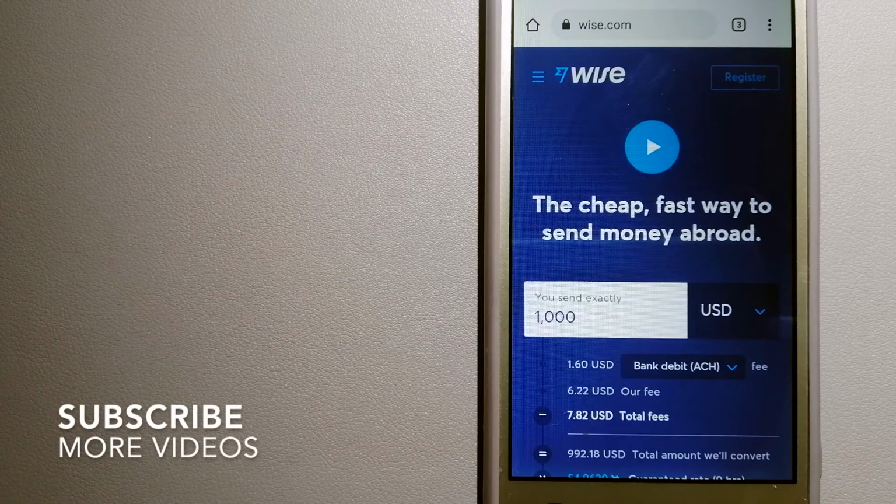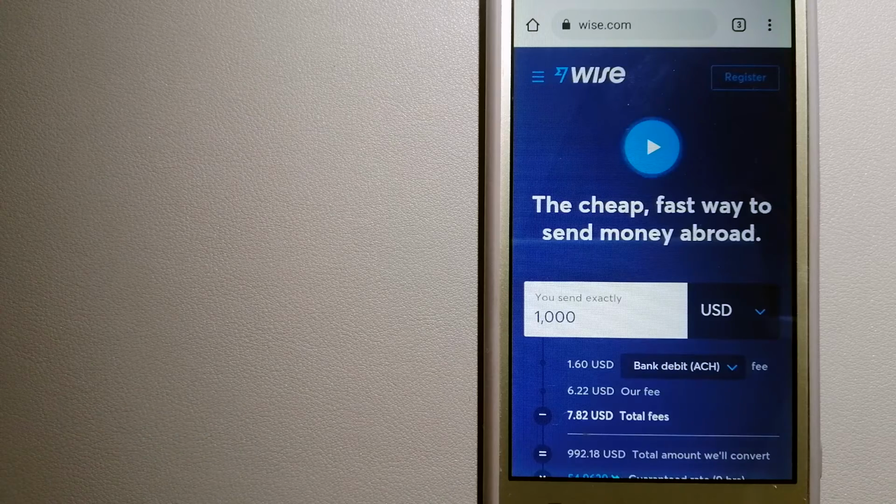Our first option is WISE. Formerly TransferWise, people on every continent around the world are choosing WISE to help them live, travel, and work internationally. They have the fairest and the easiest way to send money overseas. Using WISE is as simple as sending money from A to B.